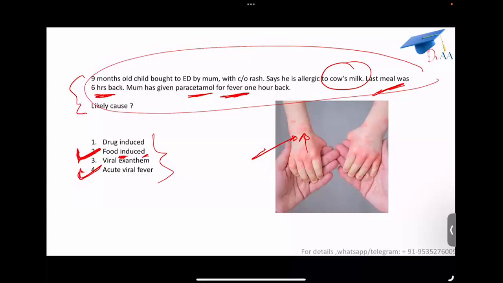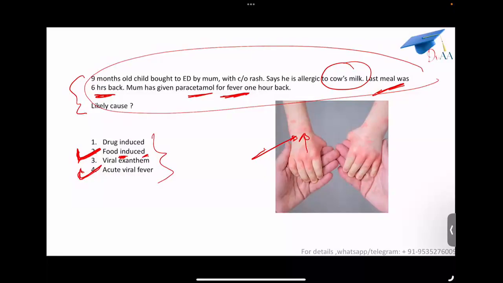But again, whether there was itching or not, if those things are mentioned, then we will be able to pinpoint it. Usually in viral fever, there will be no itching involved. There will be only rash and fever. Then it can be an acute viral fever. But again, it's difficult to pinpoint it here. That's the reason we are not sure.